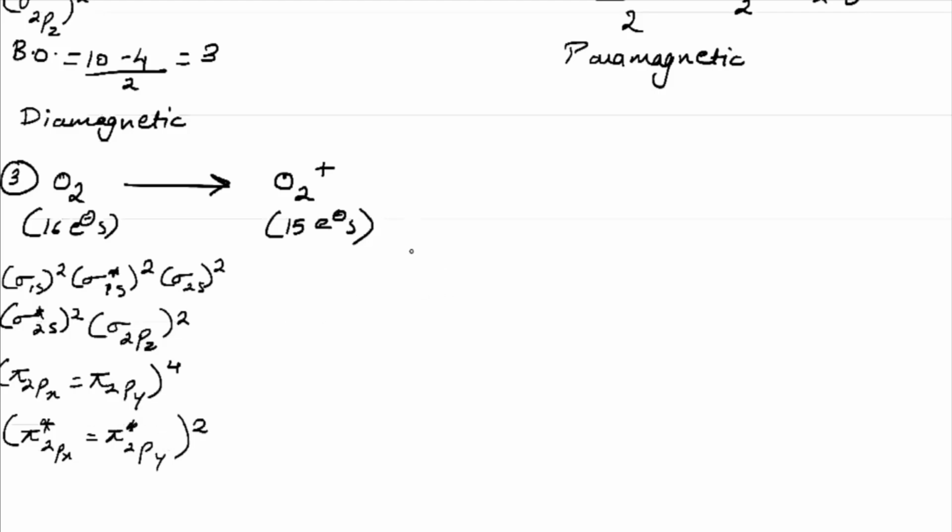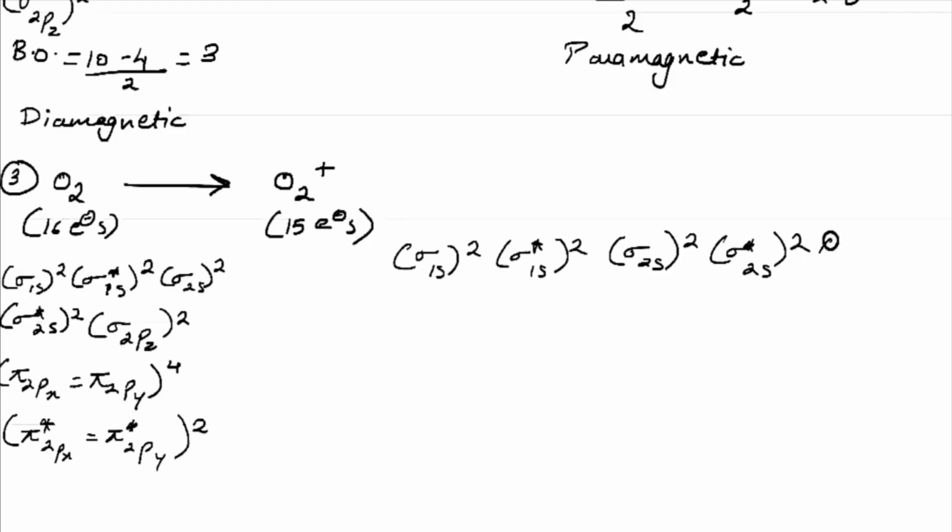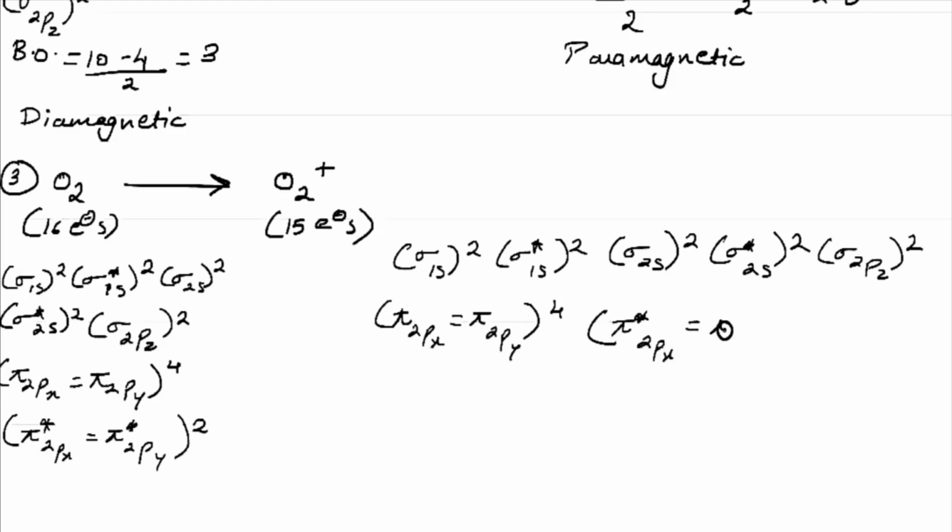Now, similarly, in case of O2+, let us write down the configuration first. Sigma 1s2, sigma star 1s2, sigma 2s2, sigma star 2s2. Then next is sigma 2pz2. Then we have pi 2px = pi 2py, the whole of 4, and 1 electron less in this case, and that would be pi star 2px = pi star 2py, the whole 1. Done? Okay. So this would be the case.